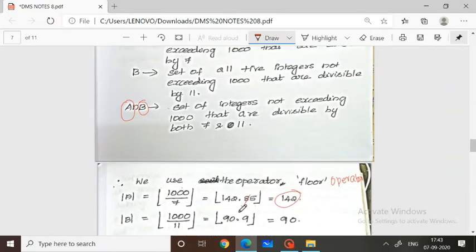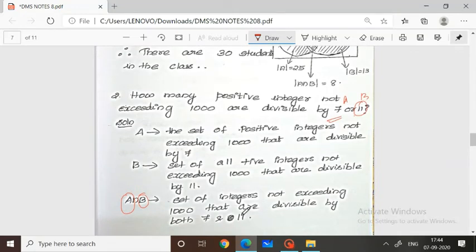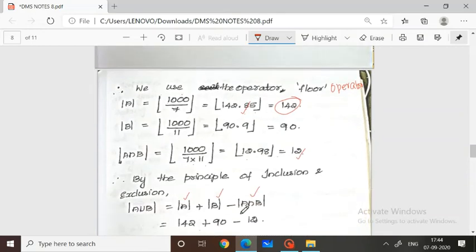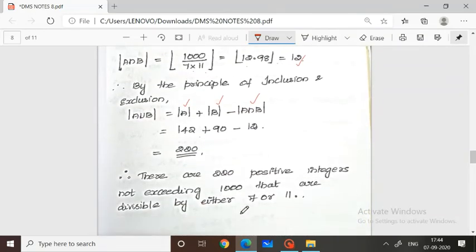It is very easy to use the floor operator, because manual calculation of these positive integers divisible by 7 or 11 is very tough. In such situations we can apply the floor calculation. Remember that in the pigeonhole principle we use the ceiling operator, but in the principle of inclusion and exclusion we apply the floor operator.